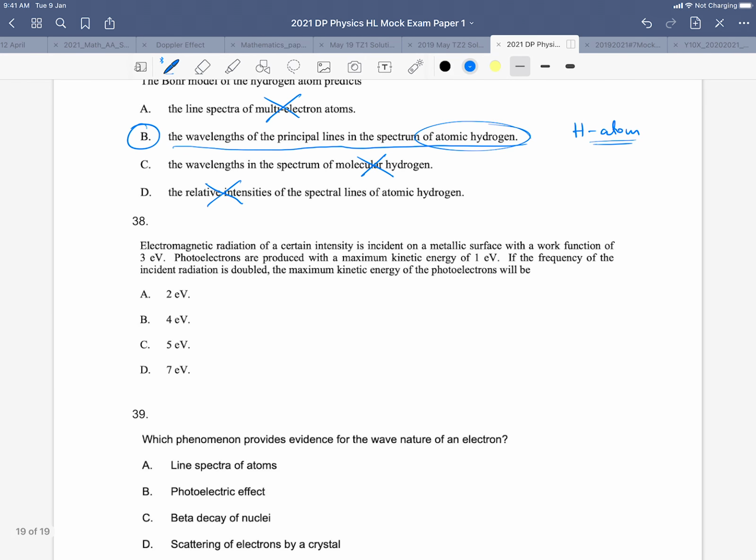Okay, photoelectric effect. We have a work function of 3 eV and photoelectrons with maximum kinetic energy 1 eV. So we know that the energy of the photon was 4 eV. Now, if the frequency of the radiation is doubled, we know that energy is proportional to frequency, so now we have a photon energy of 8 eV. If still 3 eV is used to knock the electrons out, then we have a maximum energy of 5 eV left over.